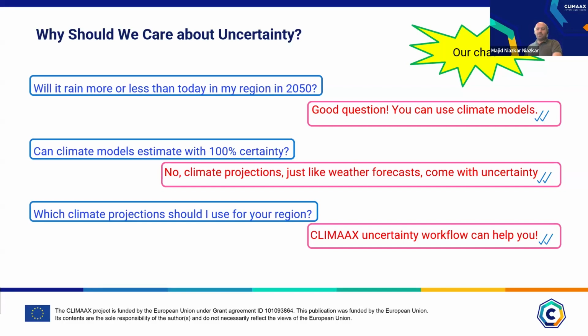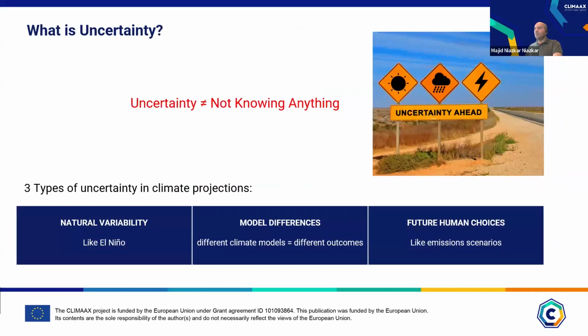Just because climate models provide you future projections like weather forecasts, they have uncertainty, as you have already seen in a lot of the pictures that Jeremy just shared. But your hesitation is which one to actually select for your own region, regarding your perspective, application and purposes. This is why we developed the CLIMAAX uncertainty and bias workflow to help you. Today we are going to share with you the very initial version of the CLIMAAX uncertainty workflow, and hear your feedback on how to proceed and whether it is useful for you.